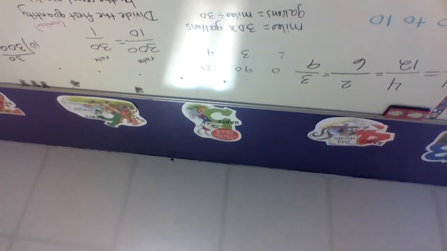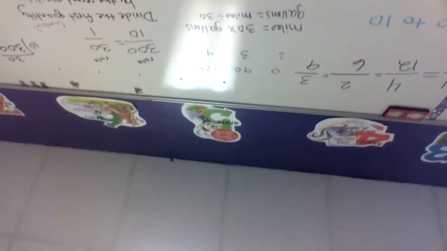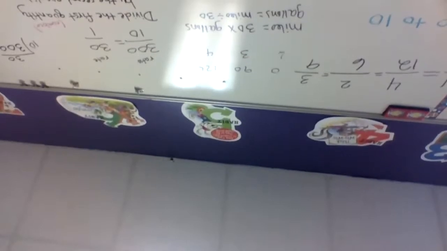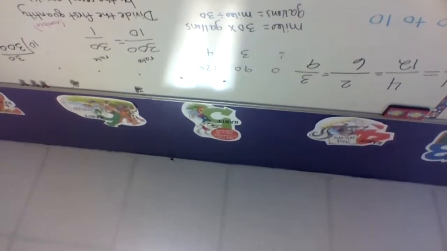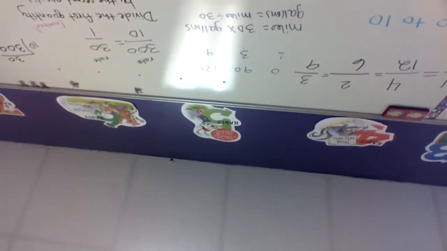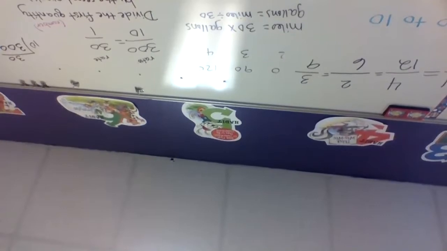8/12 is the same as what? 2/3. What else? 4/6. What's half of both of these? 4/6. All right, 9/12. What's another one? 3/4. And then multiply that by 2, you're going to get 6/8. All right, 10/12.